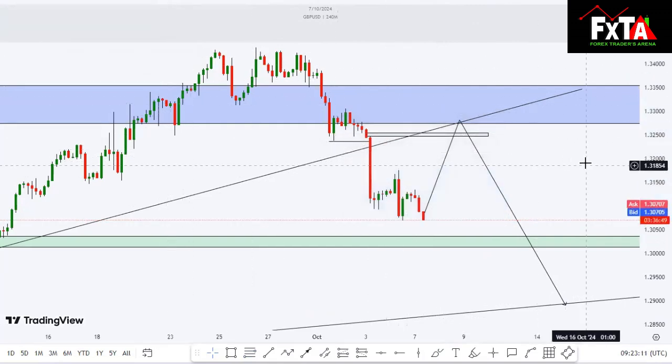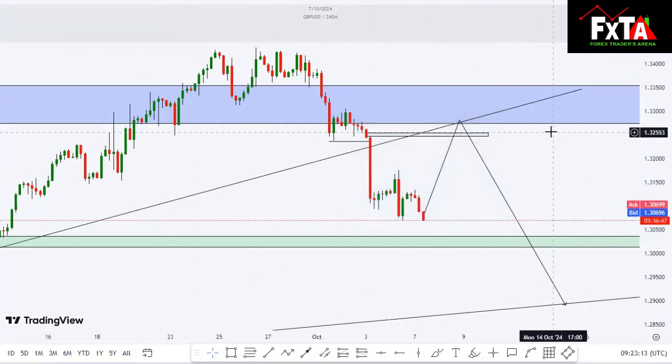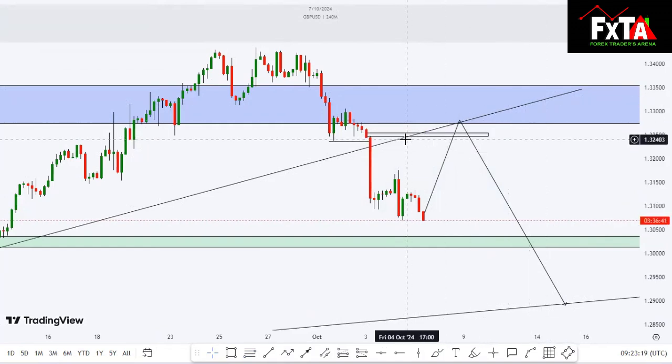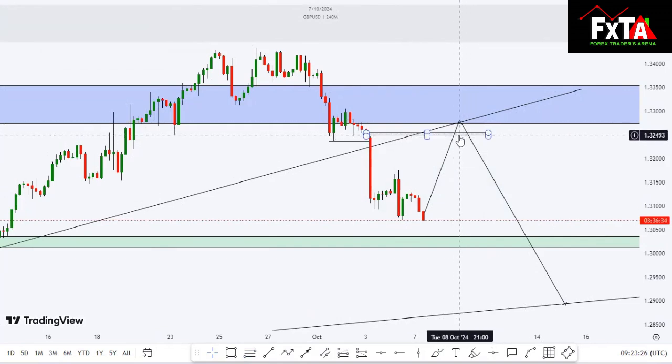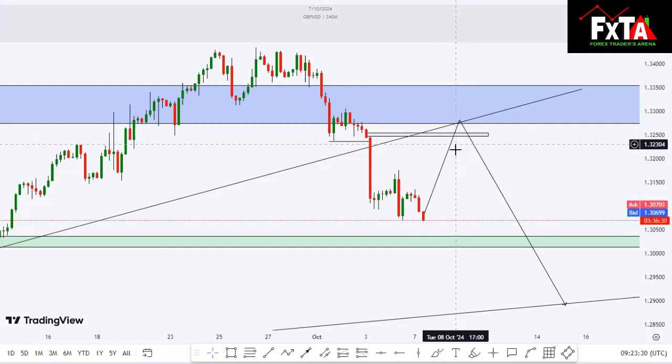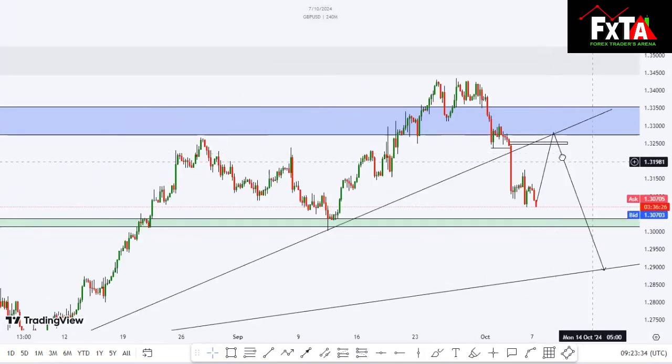All right, so that is what we have there on GBP USD. We are expecting a retracement to this zone, to either the fair value gap here, which is closer to the trend line. Then if you see a bearish engulfing candle, an evening star, or a bearish pin bar, we're going to take our trade and sell it off to the downside.